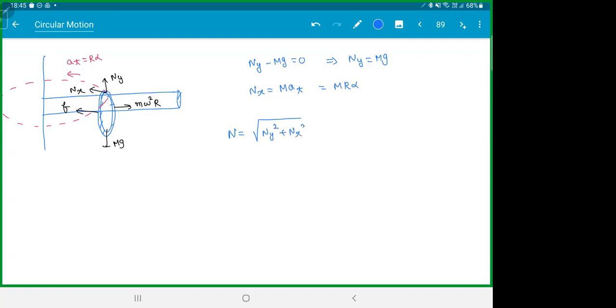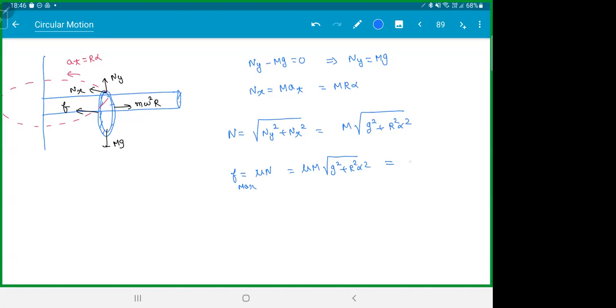This is the catch, everyone. The normal reaction won't have only one component, it'll have two components there. This will be root over m g square plus r square alpha square. And friction will be mu into N. This is the maximum friction. This will be mu into m into root over g square plus r square alpha square.